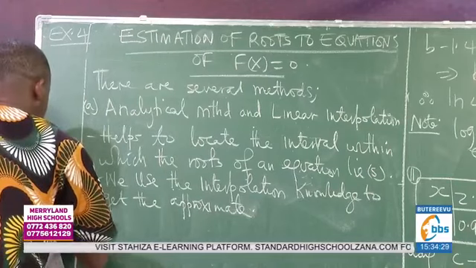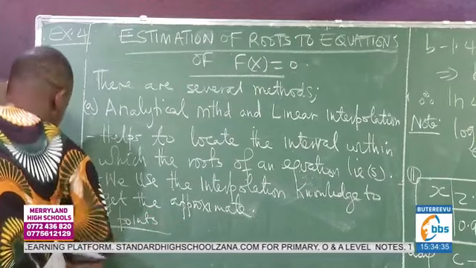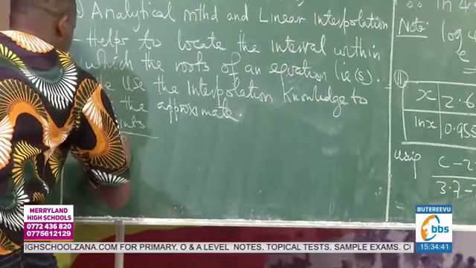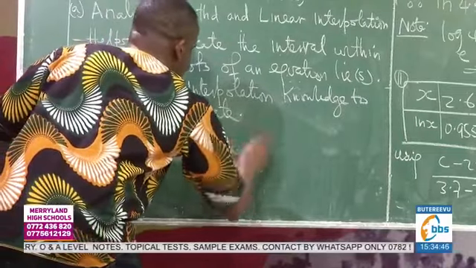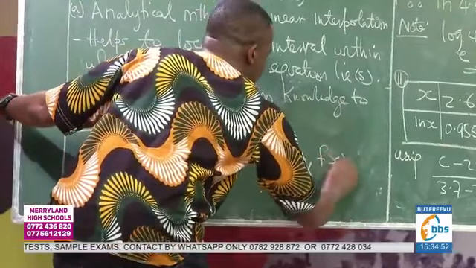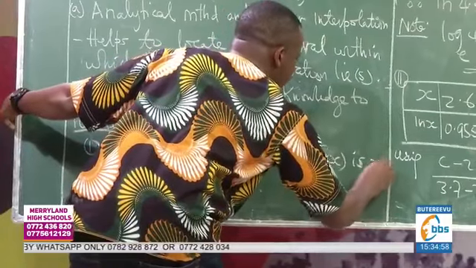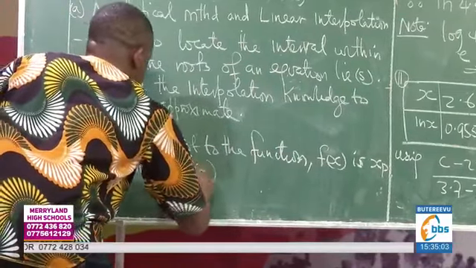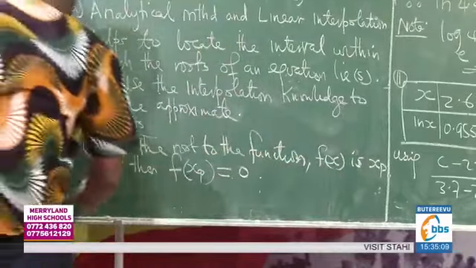There are two important points to note. Number one, that if the root to the function, which we are calling f of x, is xp, then f of xp should be equal to 0. In other words, when we substitute xp in the given function, we should be able to get 0.